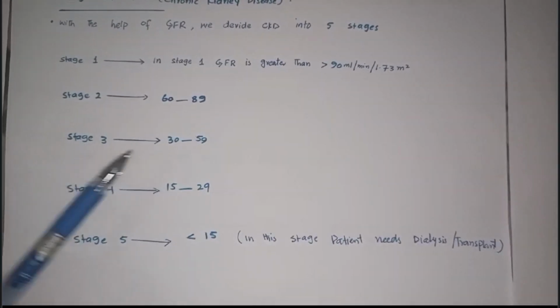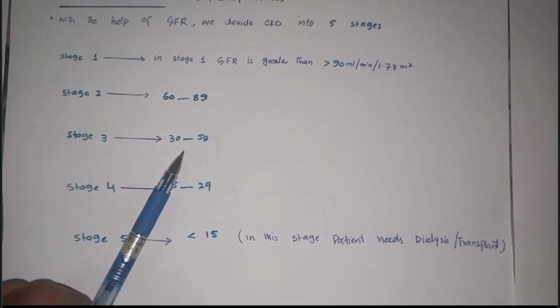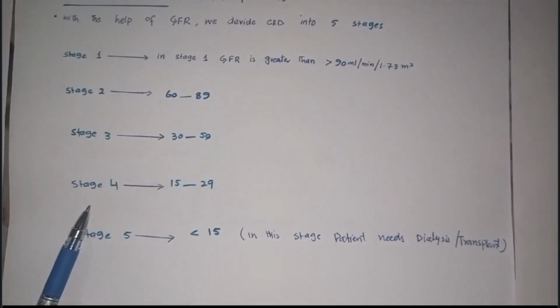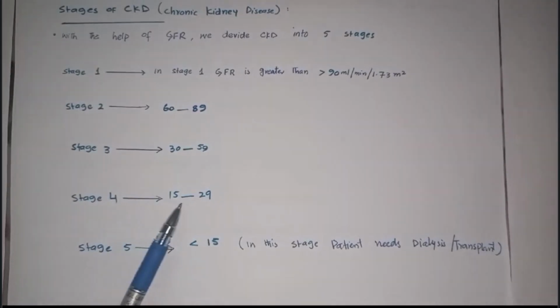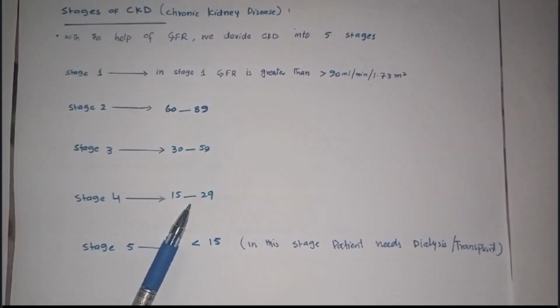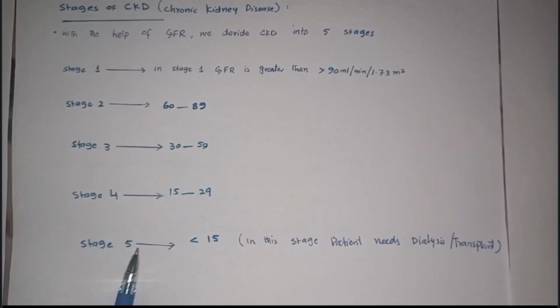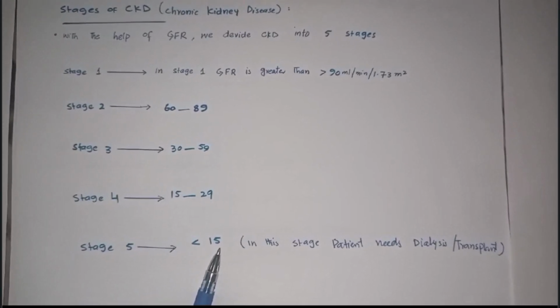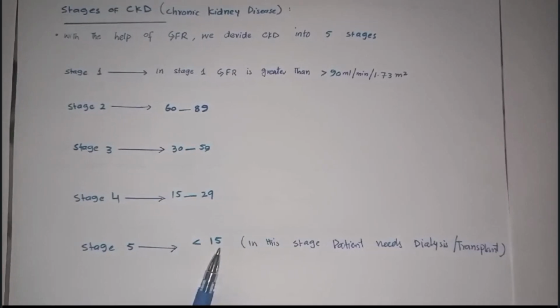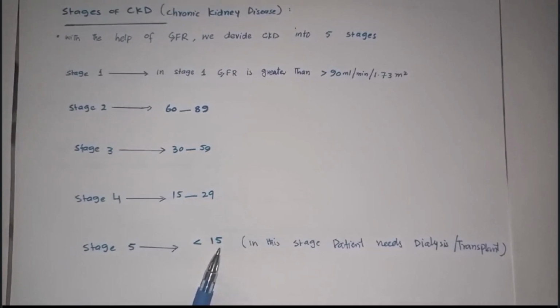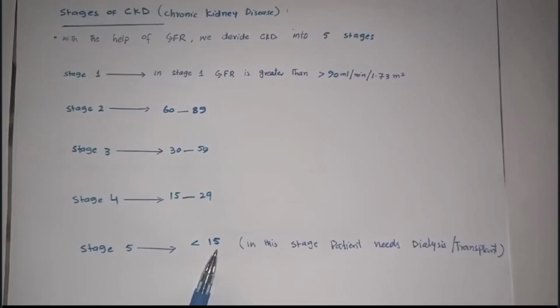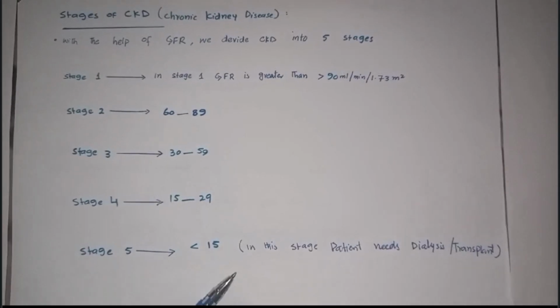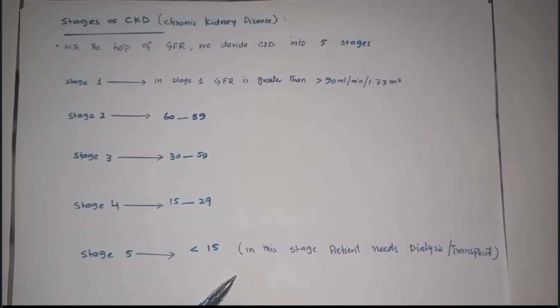In stage 3, the GFR value will be 30 to 59. In stage 4, the GFR value will be 15 to 29. In stage 5, the GFR value will be less than 15 ml per minute per 1.73 meter square. In this stage, the patient usually needs dialysis and transplant.